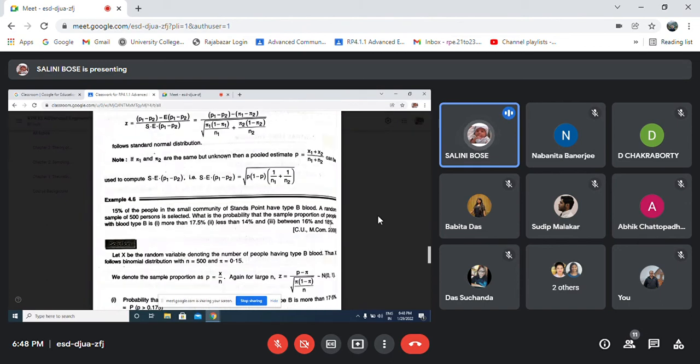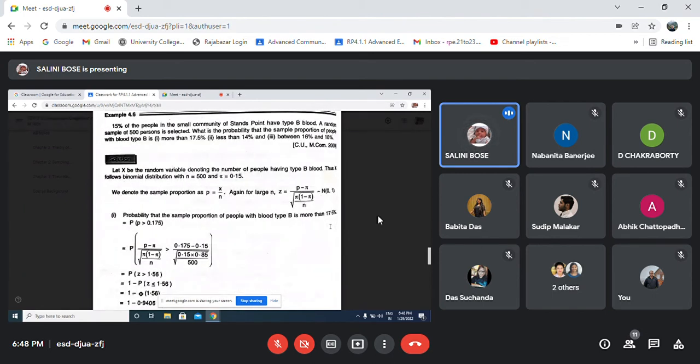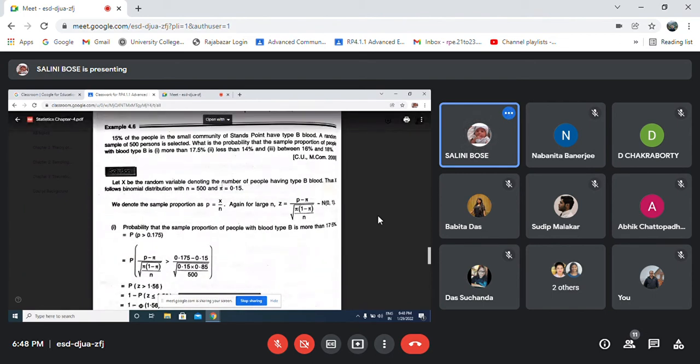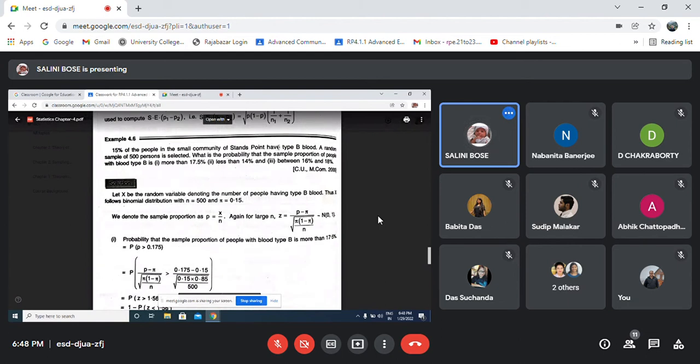Clear? Now an easy numerical is given. 15% of people in the small community of Stan's Point have type B blood. A random sample of 500 persons is selected. Then what is the probability that the sample proportion of people with blood type B is more than 17.5%, less than 14%, and between 16 and 18%? So very easy. So the total sample size is 500 and the proportion is what?